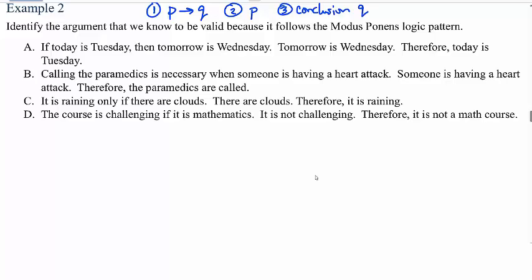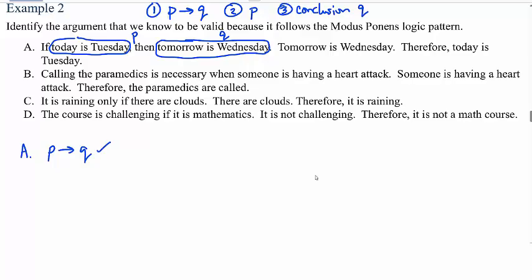Okay, so let's see if we can identify patterns of each of these statements. So in part A, we have, if today is Tuesday, then tomorrow is Wednesday. So we have the P implies Q. Again, if today is Tuesday, so P would be today is Tuesday, and Q is tomorrow is Wednesday. Okay, so we have that. That's the first statement. That's done. But the second statement is tomorrow is Wednesday. Is that P or is that Q?